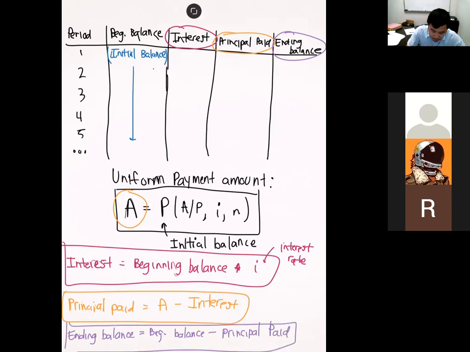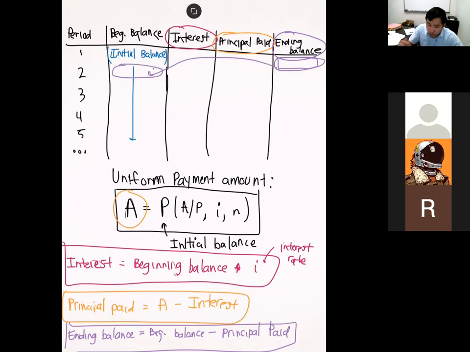Right. And so that's going to give you your ending balance for that period. And so that completes an entire row of the amortization schedule, right? Once you complete that row, the next step is to take your ending balance from the previous period, and that becomes your beginning balance on the next period.